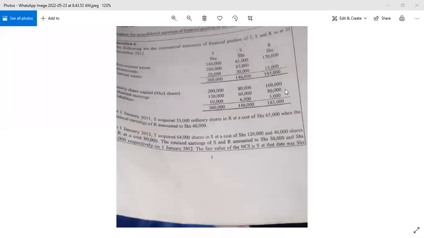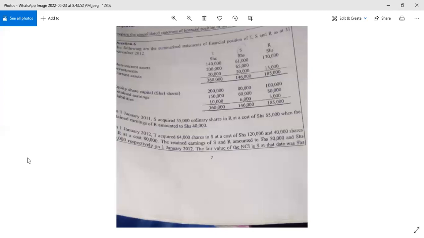So we're trying to get the percentage: 35,000 divided by 100,000 times 100%, giving me 35%. So S has 35% in R, and this was on 1st January 2011. Then they say that the retained earnings of R on that date were 40,000.